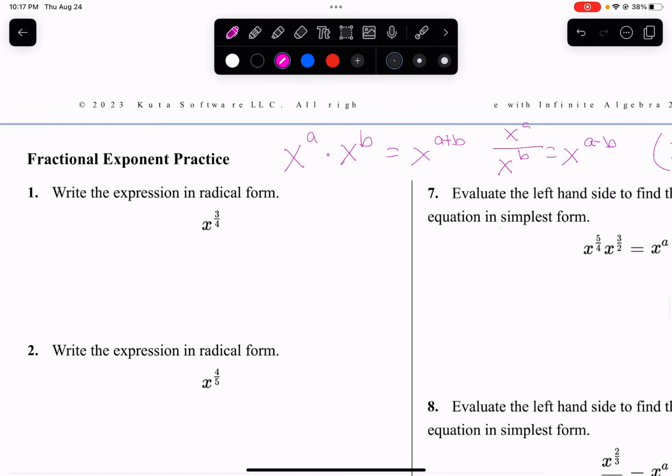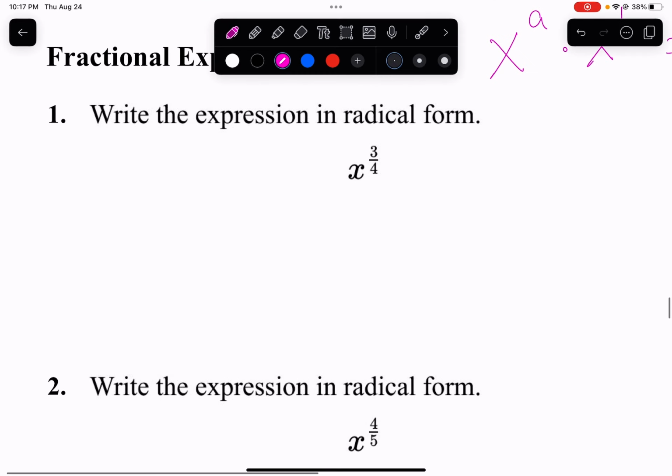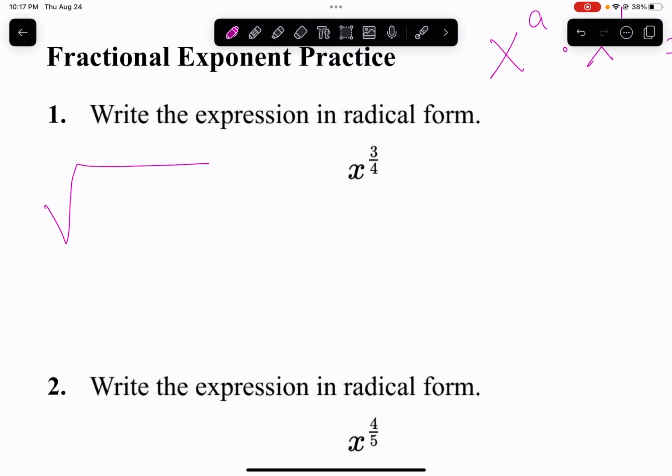All right, so now we're going to get into the thick of it here. It says write the expression in radical form. So first off, what is a radical? It's this thing, okay? Something that I want you to remember, and copy this down. If we have this setup here, this works in both ways, okay? You can go from a radical to an exponent or an exponent to a radical, okay?